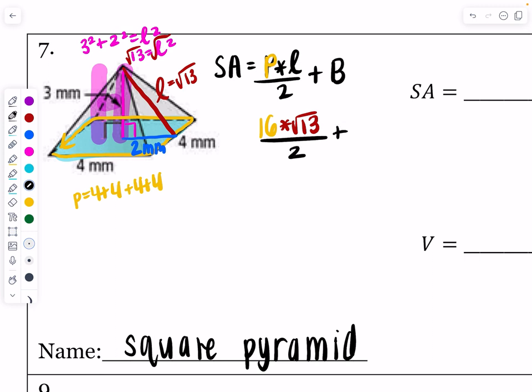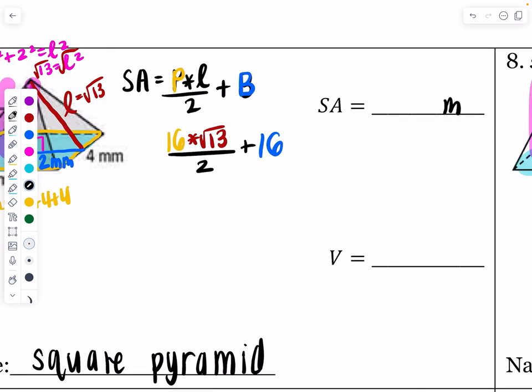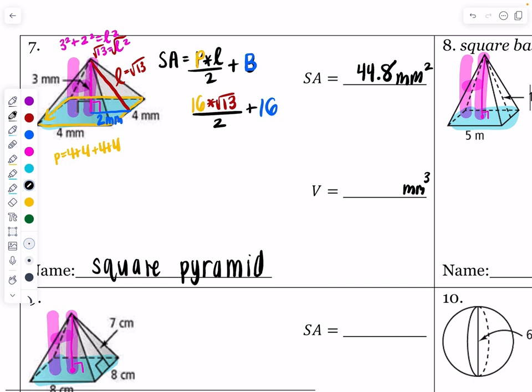And then I'm going to add my base. Well, what is my base? My base is a square. It is a 4x4 square, so that gives me an area of 16. And so I'm just going to type this in. 16 times root 13 divided by 2 plus 16. Enter. And that's going to give me a surface area. Of course, we are in millimeters, so it's going to be millimeters squared, and then millimeters cubed. And so I've got 44.8 if you round at the very, very end. If you are in a different class and y'all rounded before, that'd give you still 44.8. Because these numbers are small, it doesn't have as big of an impact with rounding.